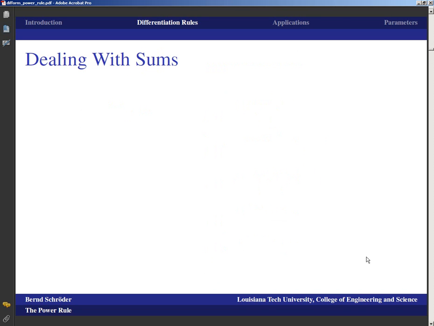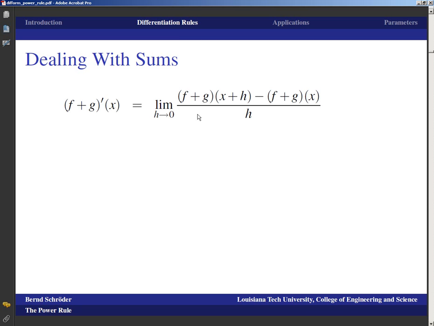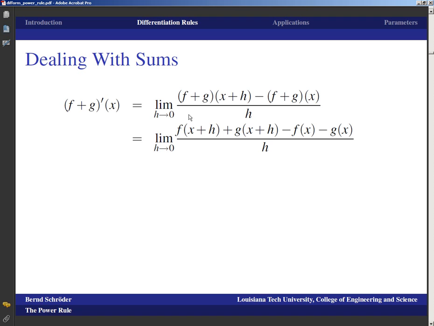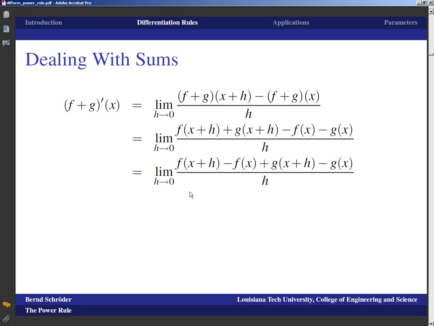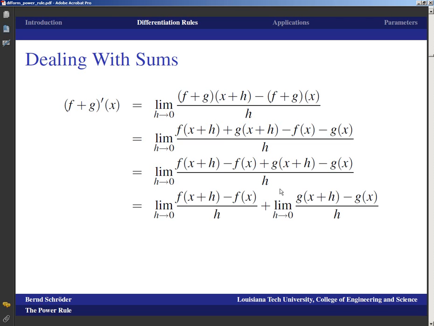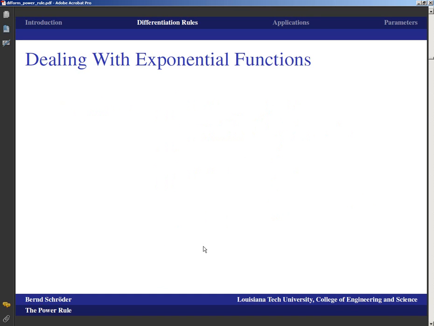Other things that we have to deal with, especially in coefficients, are sums and constant multiples. Well, the derivative of a sum, again, we just have to write down the difference quotient, and we realize that f plus g of x plus h is f of x plus h plus g of x plus h, f plus g of x is f of x plus g of x, and we pushed in the negative sign. If we resort that and put the f's and the g's together, we end up with the limit as h goes to 0, f of x plus h minus f of x plus g of x plus h minus g of x divided by h. And that's two separate difference quotients, one for f and one for g. And so this ends up being the derivative of f plus the derivative of g.